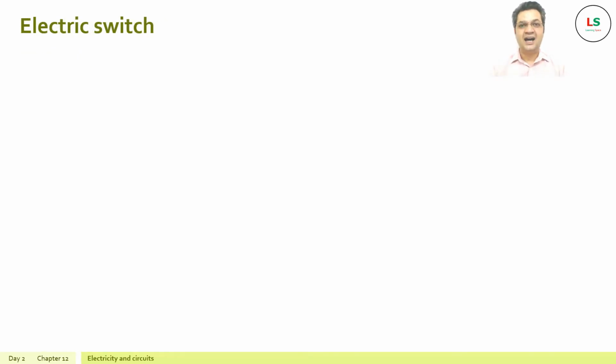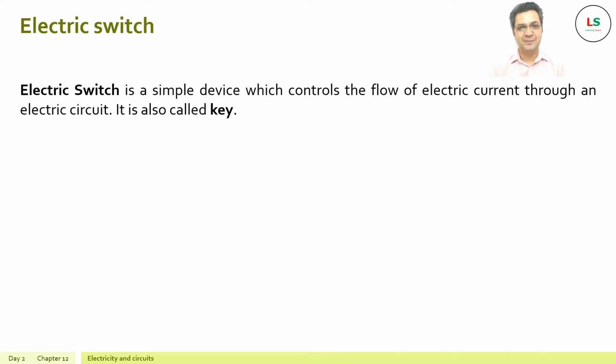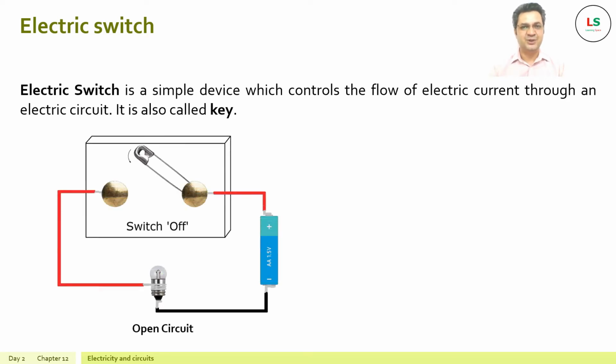Electric switch. Our circuit diagram remains incomplete if there is no controller to the flow of electricity, which is a switch. Let's define switch and then we'll see how it controls the flow of electricity. Electric switch is a simple device which controls the flow of electric current through an electric circuit. It is also called key. A simple switch is shown in the diagram.